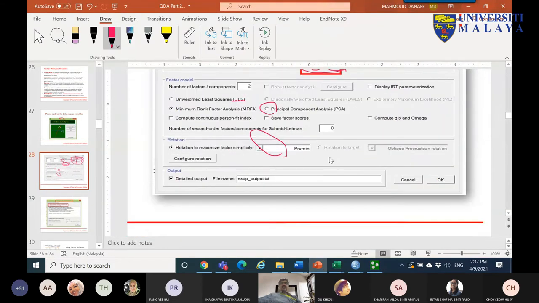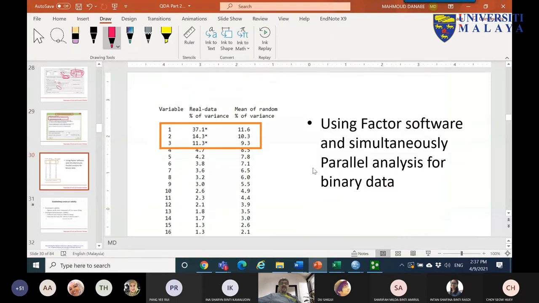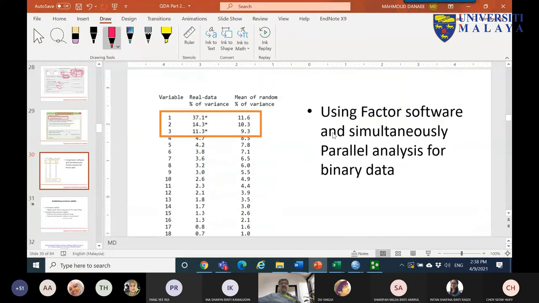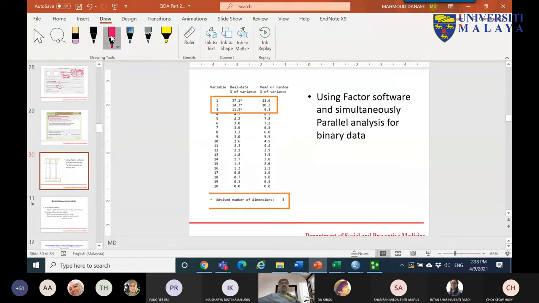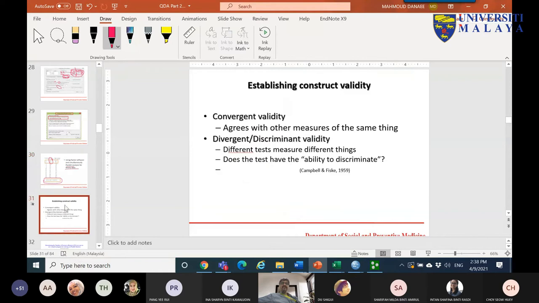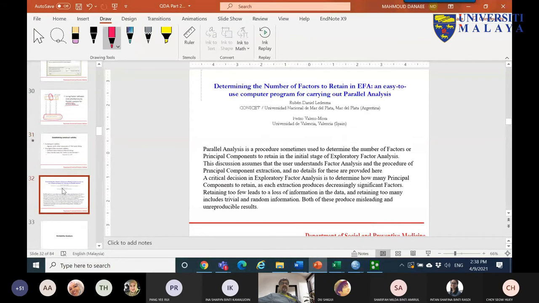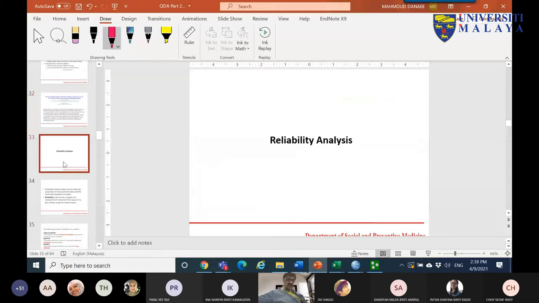Okay, so remember the factor analysis. I advise you to use the factor score. Look at here, this is one of the outputs. When you do the factor analysis, it will generate the result of the plot as parallel analysis. And this is the advised number of dimensions. So this system advises you to define your number of factors as 2-3. This is based on the parallel analysis, which is updated for binary data, yes, no. Okay, so that's all for the parallel analysis.